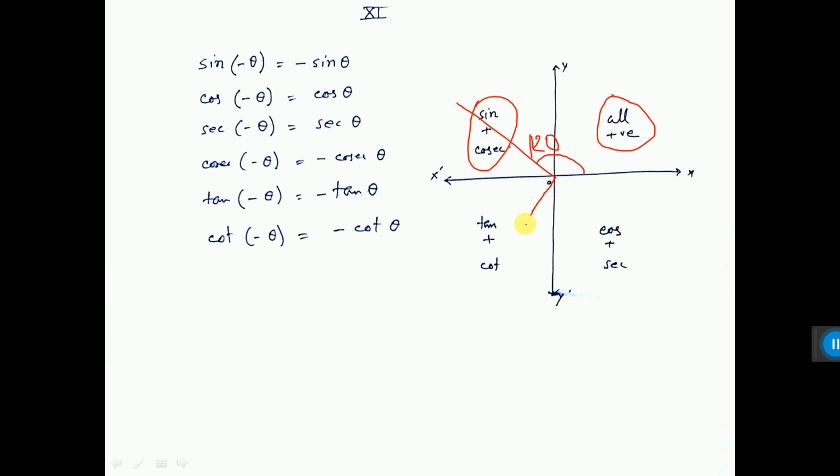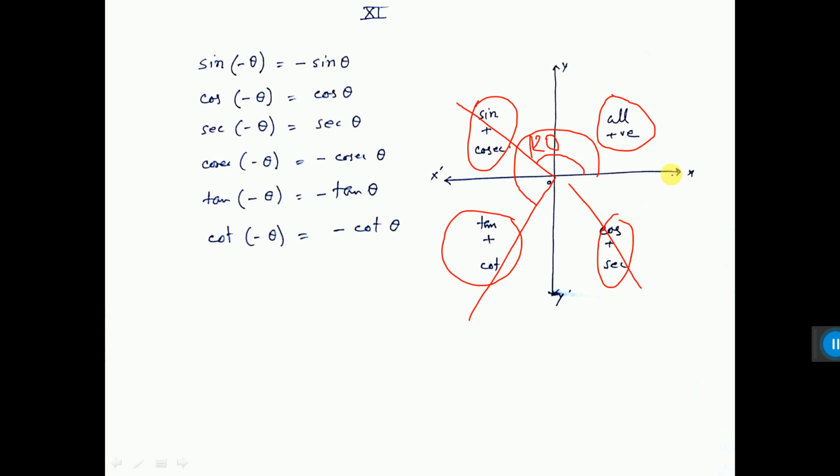Similarly, if any angle is created in the third quadrant, let's say starting from here up to here, let's say 210 degrees. This is 180 plus 30, that is 210 degrees. It falls in the third quadrant. In the third quadrant, tan and cot are positive, others will be negative. If we calculate the value, I will show you how it comes. But now I am telling you that in this quadrant tan and cot will be positive, others will be negative. Similarly, for any angle in the fourth quadrant, cos and sec will be positive, all others negative.